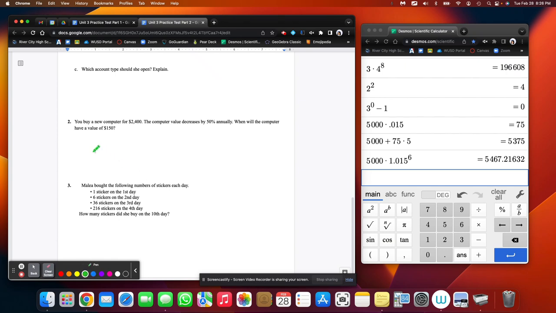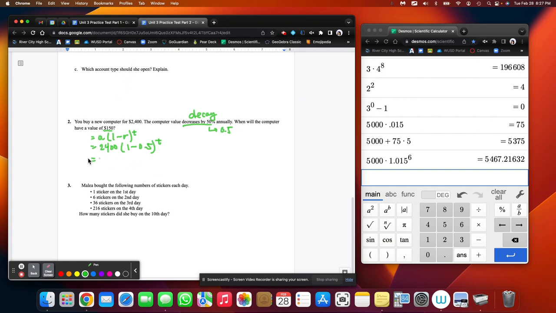All right, the next question, it says you buy a new computer for $2,400. The computer value decreases by 50% annually. We want to know when will the computer have a value of $150. This problem looks like an exponential decay problem since it's decreasing. To remind you, for exponential decay, the way that we write it is A, which is the initial amount, times 1 minus the rate to the t power. So let's fill in what we know. The A value is how much it is worth in the beginning, which is 2,400. We're going to do 1 minus the rate. 50% as a decimal is 0.5. So it's going to be 1 minus 0.5 to the t power.